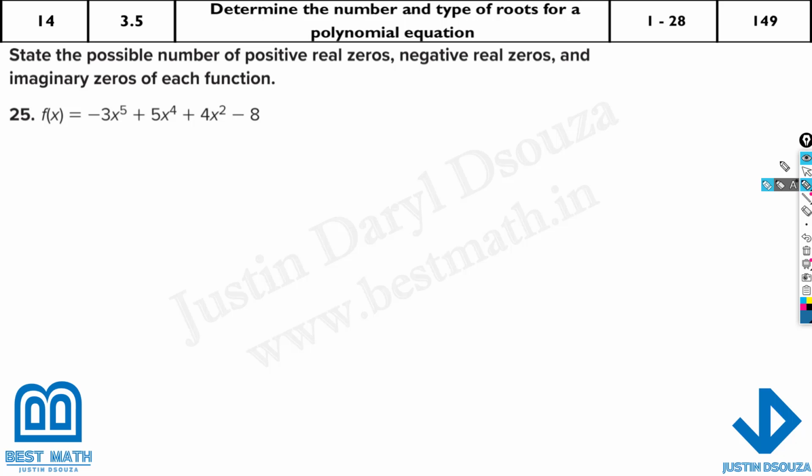And here now we have power 5. But it's the same thing. Minus to plus, one sign change. Again, last one sign change. Positive is 2 or 0. What about negative? It'll be 3x power 5 because the odd number sign changes here.